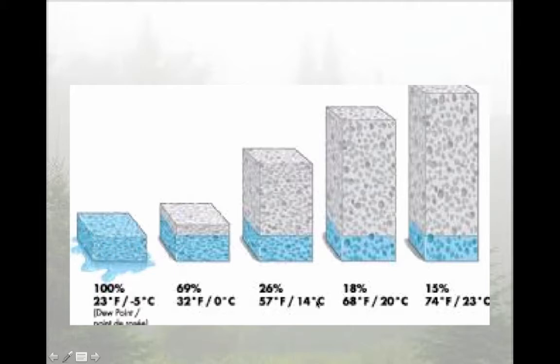As our temperature increases, the air molecules spread apart because they're hot. Thus, we have a higher volume of air, but we're not gaining any more water vapor. So our saturation decreases, 69% here. As we get hotter temperatures, air spreading further apart, 26%, even hotter temperatures, so on and so forth.